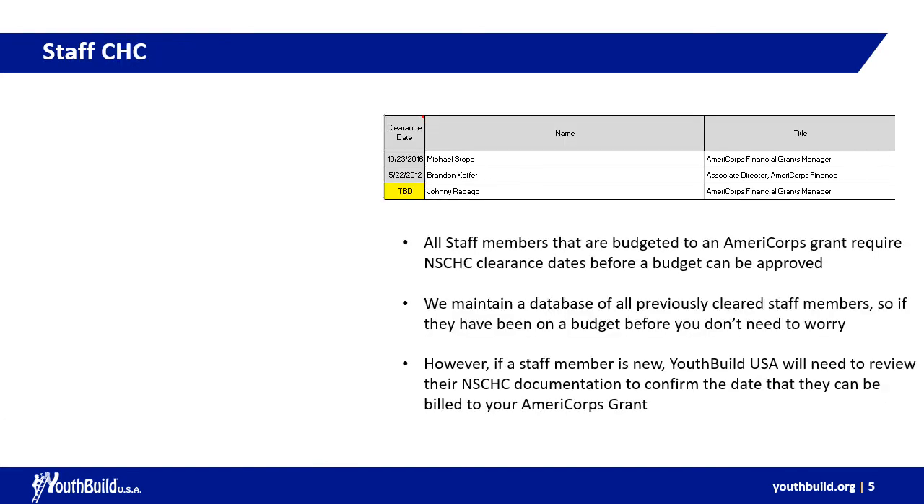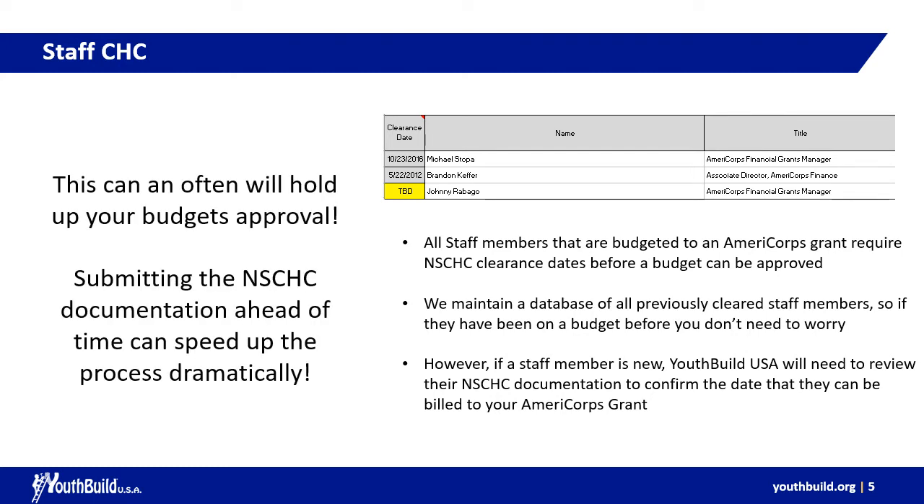All staff members require National Service criminal history checks in order for their salary to be an allowable cost. As such, we require NSCHC documentation to be reviewed before we approve a budget that has any staff time on it. We keep an internal database of all staff previously budgeted to AmeriCorps grants, so if a staff has been previously cleared, they will not be required to be cleared again. However, if we do not have a date on file, we will require documentation so that we can determine the date that they can begin being billed to an AmeriCorps grant. This process can slow down budget approval, so if possible, please submit this documentation ahead of time.